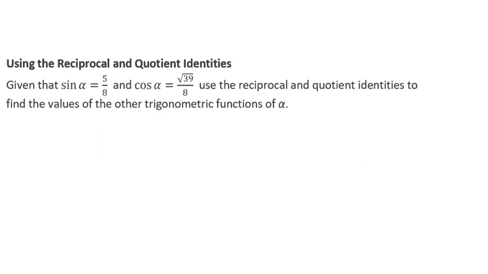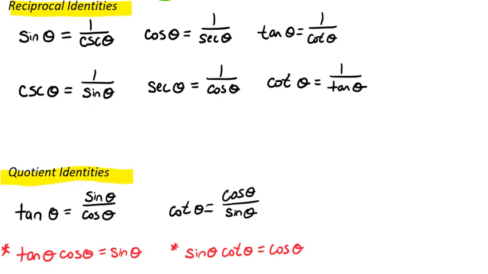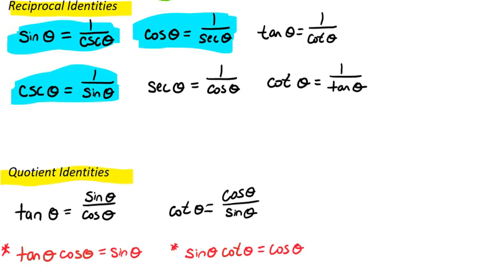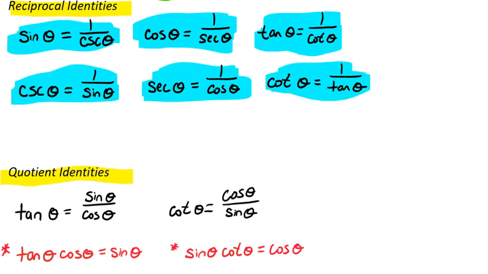In this video, we're going to be using the reciprocal and quotient identities to find values of other trigonometric functions. So let's remind ourselves what the reciprocal and quotient identities are. Our reciprocal identities are that the sine of theta is 1 over the cosecant of theta. The cosecant of theta is 1 over the sine of theta. Cosine theta is 1 over the secant of theta. Secant of theta is 1 over cosine theta. Tangent of theta is 1 over cotangent theta. And cotangent theta is 1 over the tangent of theta.